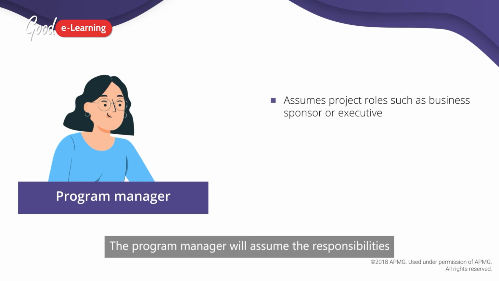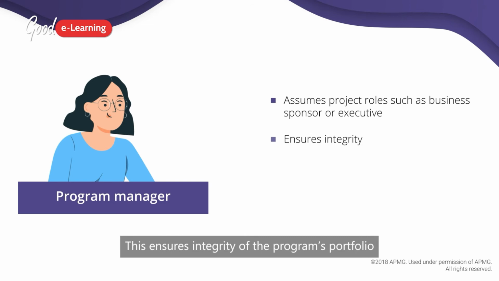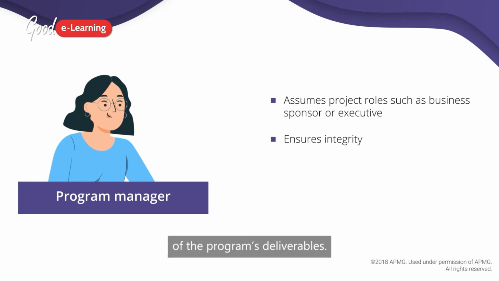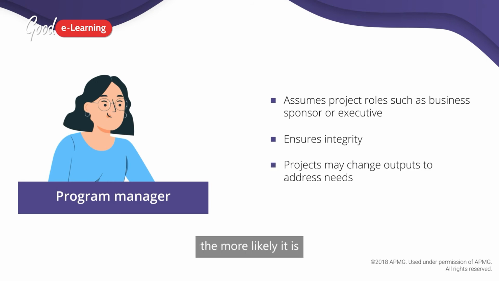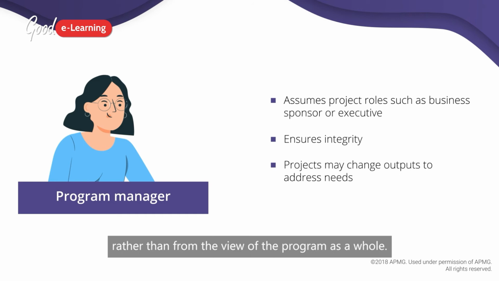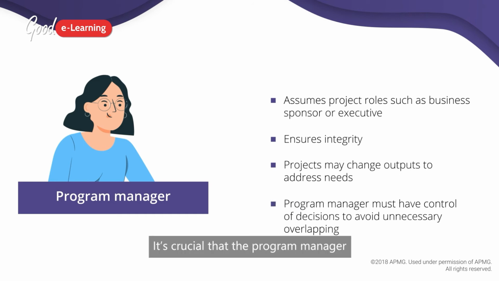The program manager will assume the responsibilities of project roles such as business sponsor or executive. This ensures integrity of the program's portfolio of projects, which will have been planned to provide total, non-overlapping coverage of the program's deliverables. The more autonomous the projects, the more likely it is that the projects will change their outputs to address the business needs as seen from their project view, rather than from the view of the program as a whole. It's crucial that the program manager has a firm hand on all project board decisions to avoid gaps in the program set of deliverables opening up, or effort being wasted as projects perform unnecessary overlapping activities.